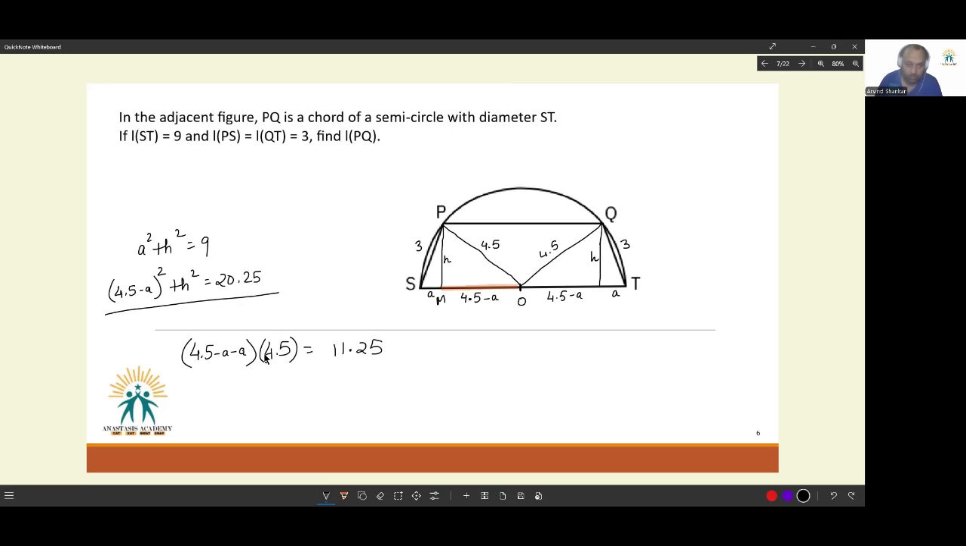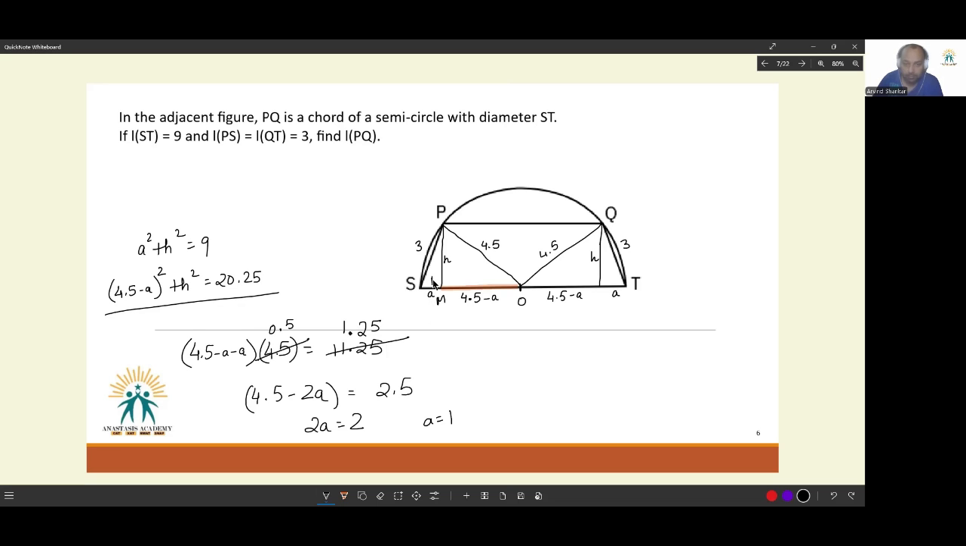Okay. So let us divide it by 9. This will become 0.5 and this will become 1.25. So 4.5 minus 2A will be equal to 2.5, or 2A is equal to 2, or A is equal to 1.